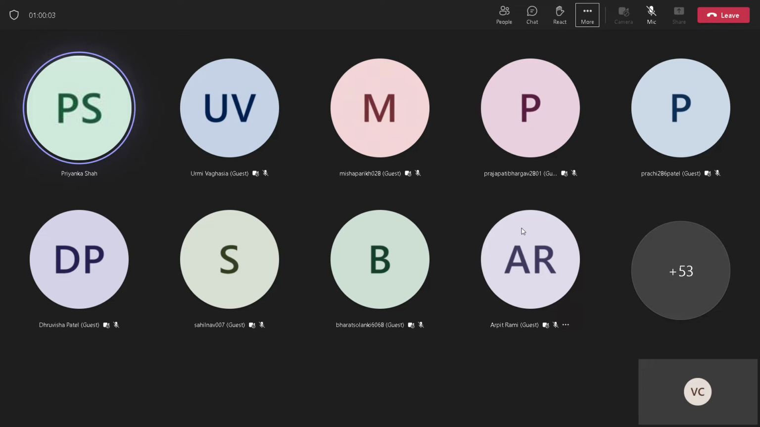Dyes are mostly separated by paper chromatography. Instead of dyes, you can also see the separation of amino acids and drugs.